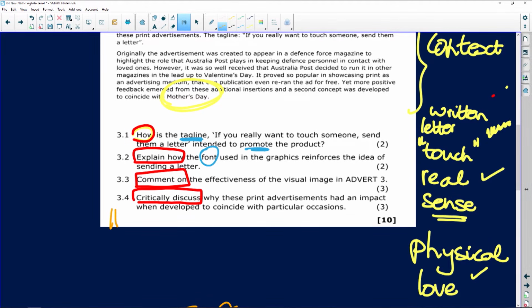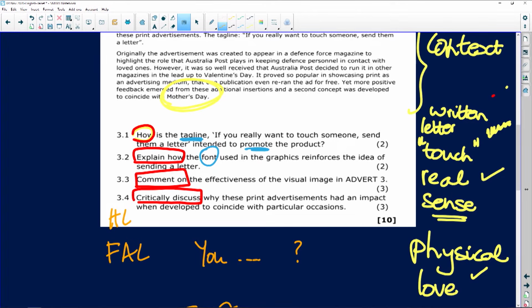This is a home language question. FAL, you get the question, but phrased slightly differently. So, would you have gone off and written a letter if you had seen these adverts? Explain your answer. It's the same question in effect.